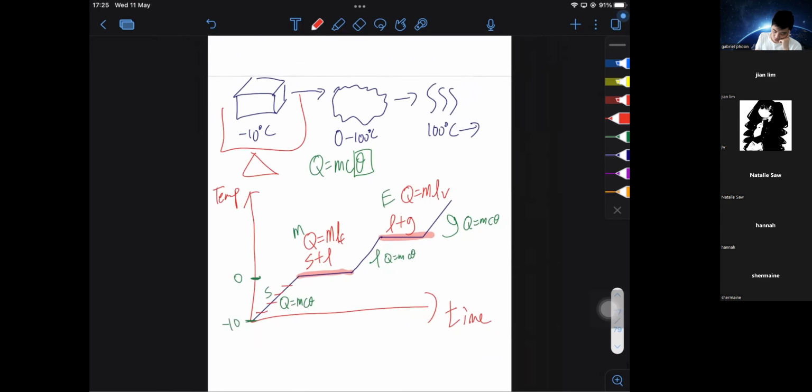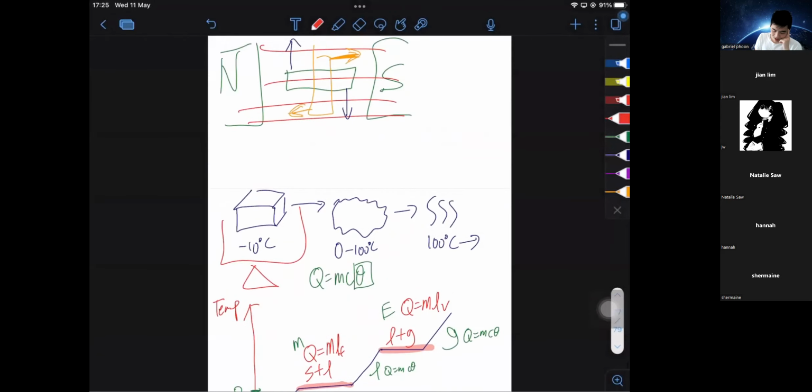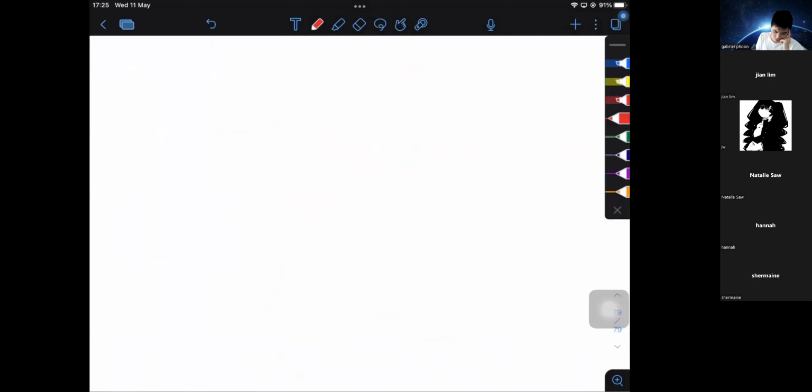So yeah, assuming everyone understands, right? Now, of course, last week we mentioned something about explaining specific capacity. How many of you can still remember how we explain specific capacity? I'll give you a hint. It starts off with the formula. How do we explain specific capacity?